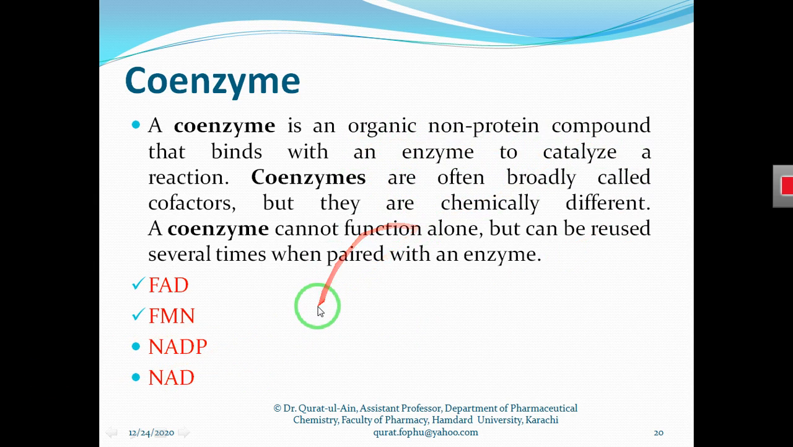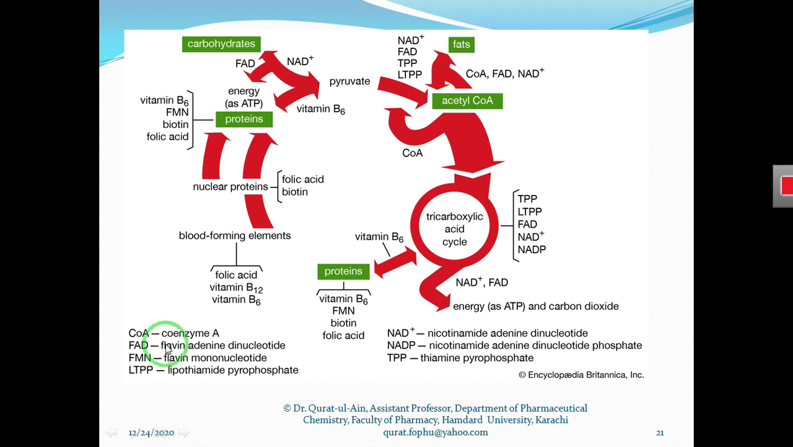They help in the catalysis. So FAD, FMN, NADP, and NAD, these are the coenzymes. FAD is flavin adenine dinucleotide, and FMN is flavin mononucleotide. In this picture you can see these different coenzymes involved in fat metabolism.